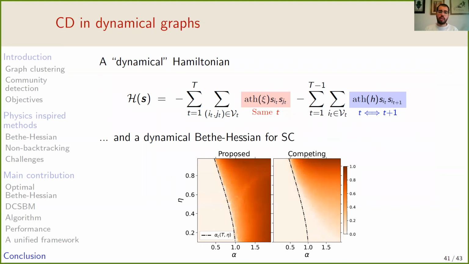Here we show the overlap on the left of our proposed algorithm as a function of alpha, the hardness. Large values of alpha are easy problems, and eta, the correlation. So what we see is that the black line is the dynamical detectability threshold, which we are able to achieve for all values of eta, and large correlations allow us to achieve harder problems, so smaller values of alpha, unlike the competing methods in which a very large correlation is needed to obtain a good performance.